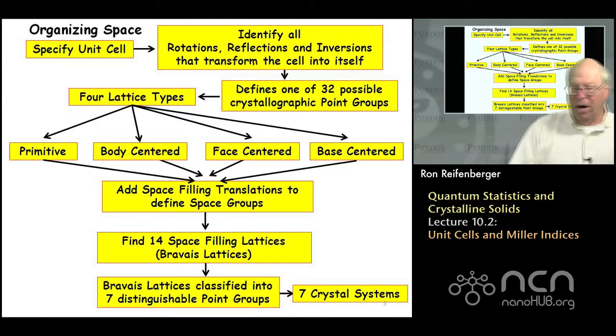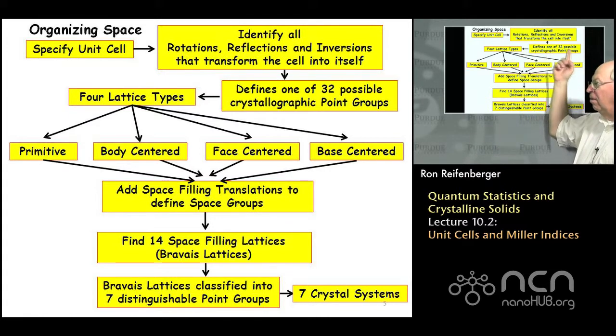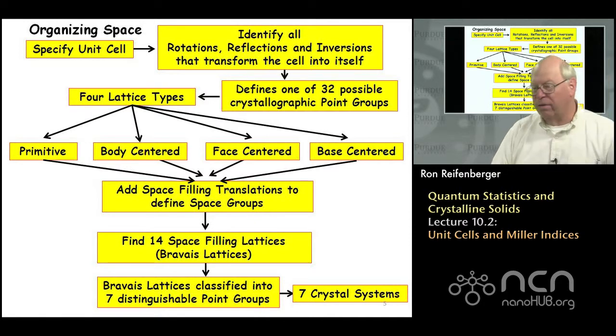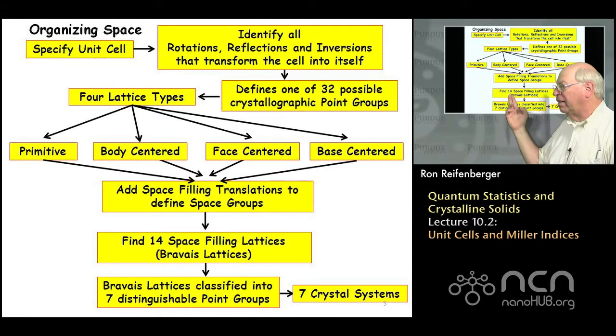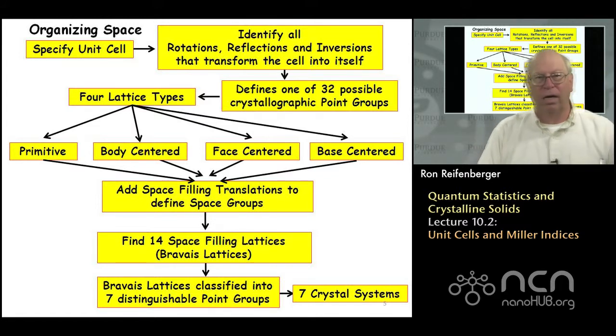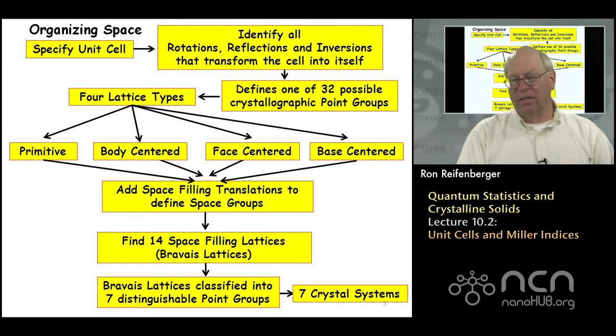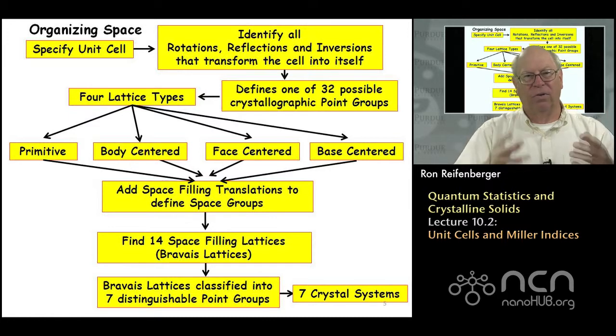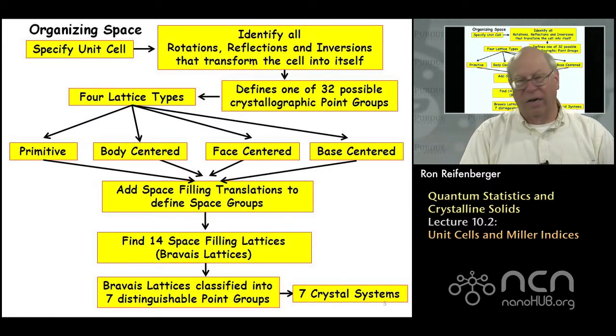Of these 14 Bravais lattices, you have to then go back and look and see how they're organized in terms of the point groups. Turns out there are 7 distinguishable point groups out of the 14 Bravais lattices, and these 7 distinguishable point groups then give rise to the 7 crystal systems that are universally recognized as possible for specifying crystallographic structures of single crystalline materials.